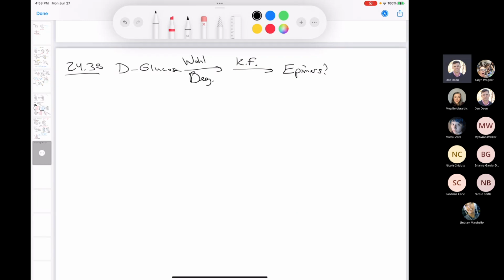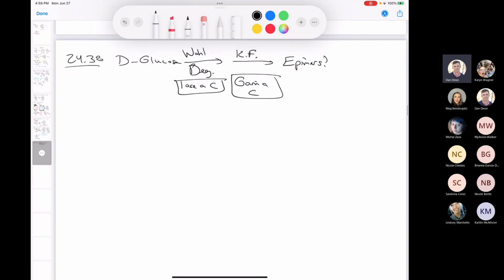Well, let's take a look at the Wohl degradation first. We haven't really taken a detailed look at that reaction. So in the Wohl degradation, remember, you lose a carbon, whereas in the Kiliani-Fischer synthesis, we gain a carbon. So we're losing and then we're gaining it back. I'm sure that you could figure this problem out very quickly, but let's just go over it. I want to cover the Wohl degradation with you.